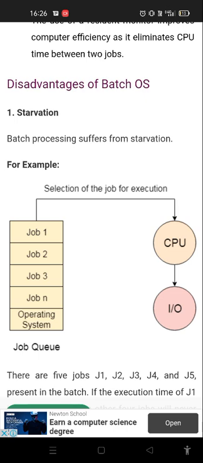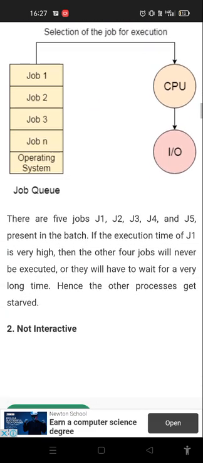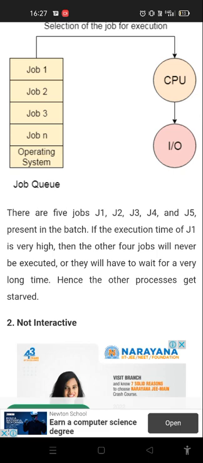For example, selection of the job for execution. Job 1, Job 2, Job 3, Job 4, Job 5, operating system, CPU, IO, job queue. There are 5 jobs J1, J2, J3, J4, and J5 present in the batch. If the execution time of J1 is very high, then the other 4 jobs will never be executed, or they will have to wait for a very long time. Hence, the other processes get stopped.